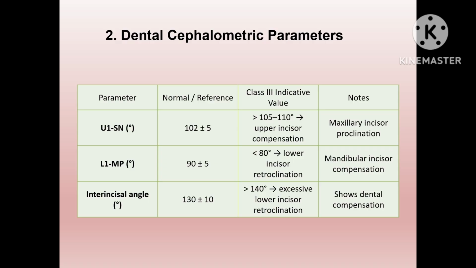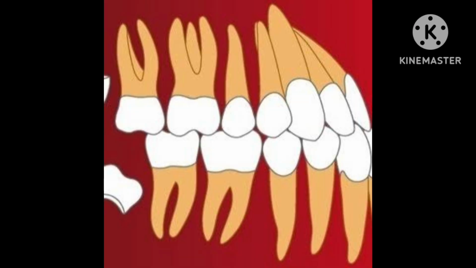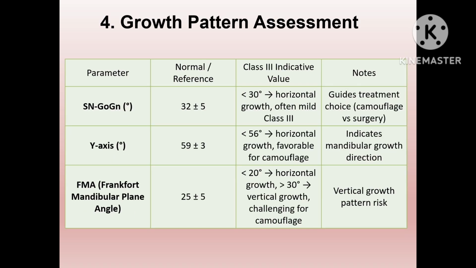Compensation can be seen as the upper incisor proclination and the lower incisor retroclination in cephalometric readings. Soft tissue clues include concave profile, prominent chin, and reduced nasolabial angle. Growth pattern also matters. Horizontal growers with mild discrepancies can often be treated with camouflage, while severe skeletal mismatch, vertical growth, and poor soft tissue profile need surgery.